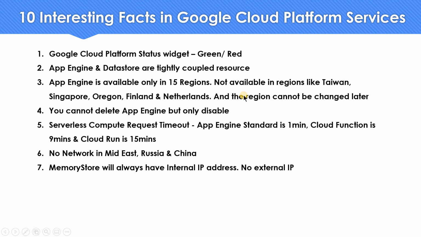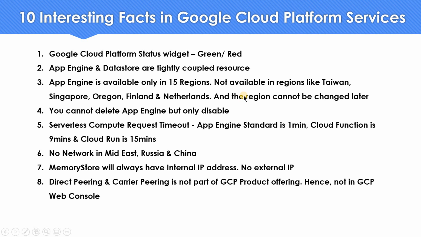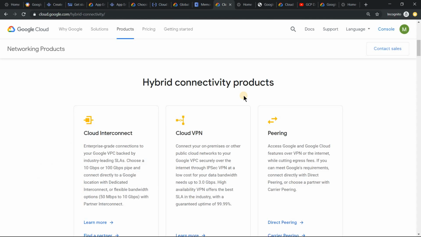The next fact is the eighth one, which is on direct peering and carrier peering. Just for your information, when it comes to connecting on-premise with GCP, you have three different hybrid connectivity options. The first, very popular one is VPN, which is a very trusted and reliable way. People know it works, whether it is any cloud. It's a standard procedure. So Cloud VPN is one option.